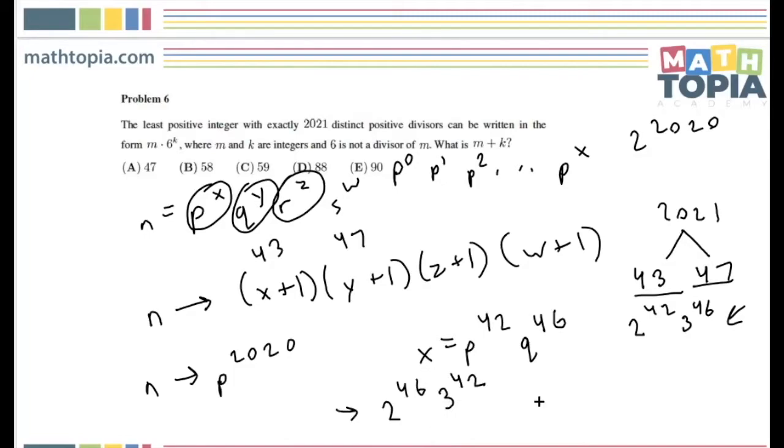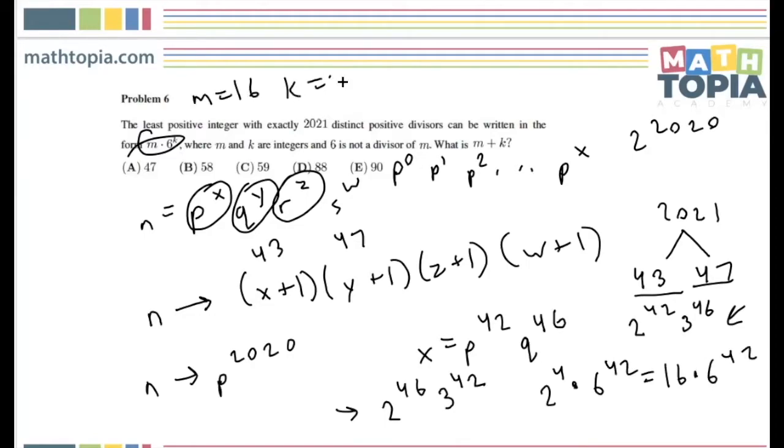And this becomes, well, if we express it in the form we want, this just becomes 2 to the 4 times 6 to the 42. So 16 times 6 to the power of 42. So we get that m is going to be 16, our k is going to be 42, and our answer of m plus k is just equal to 16 plus 42, which is 58.